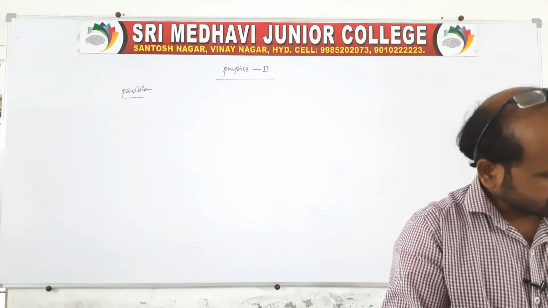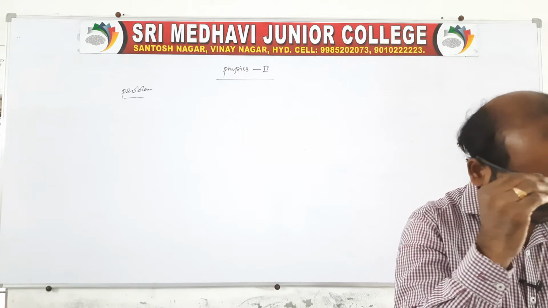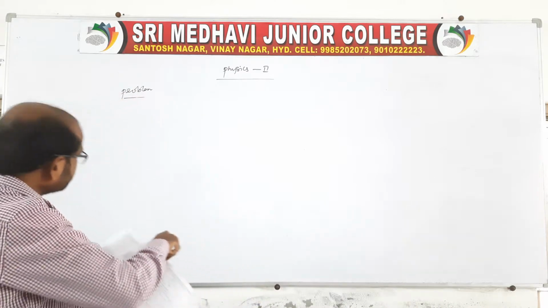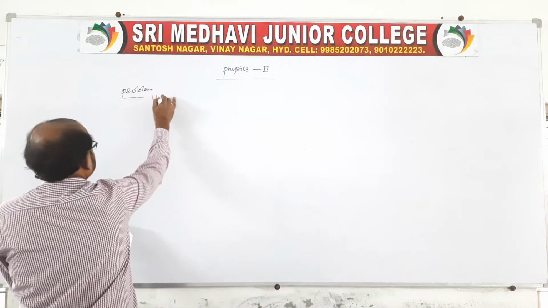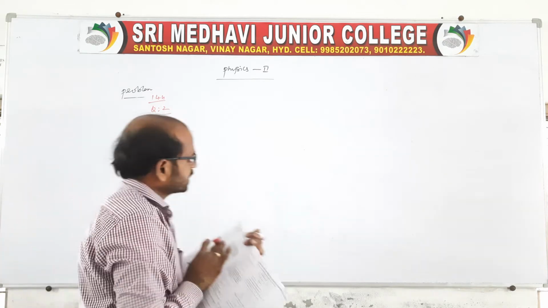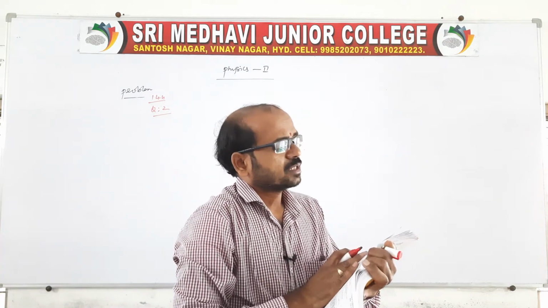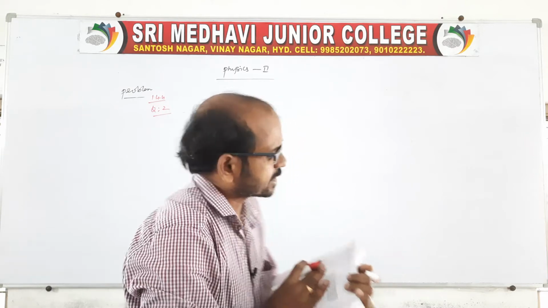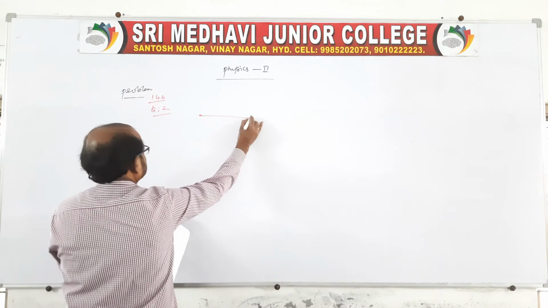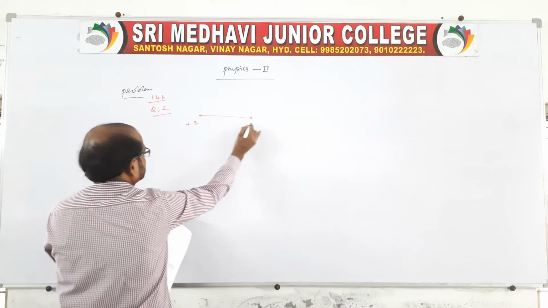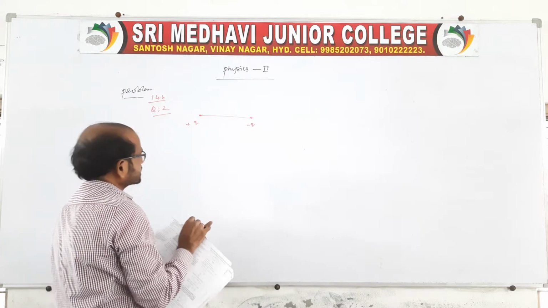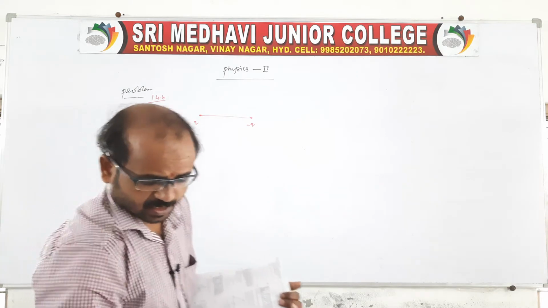Right. See, page number 144, question number 2. In a hydrogen atom, the electron and proton are at a distance. There is a hydrogen atom given, in which the electron and proton have charges plus q and minus q. The electron is minus q, the proton is plus q.